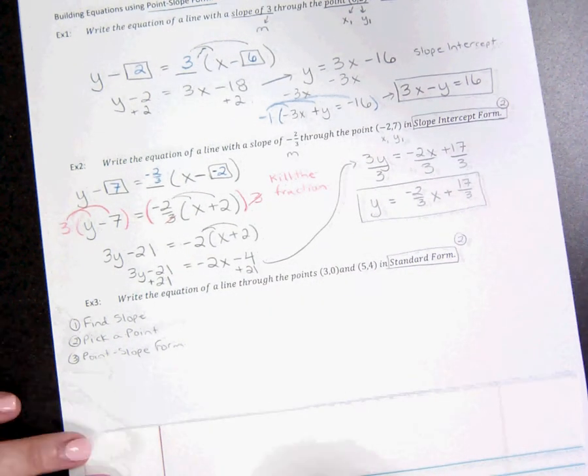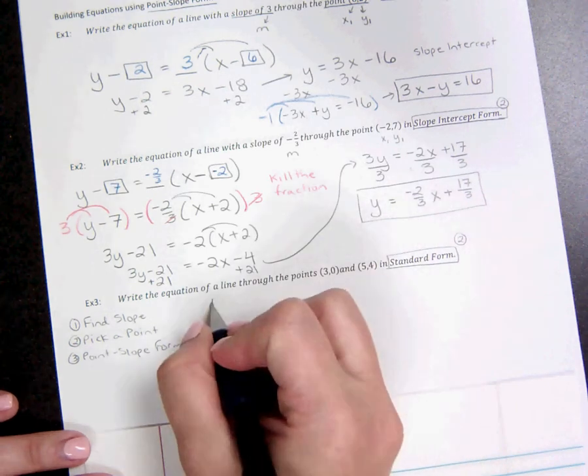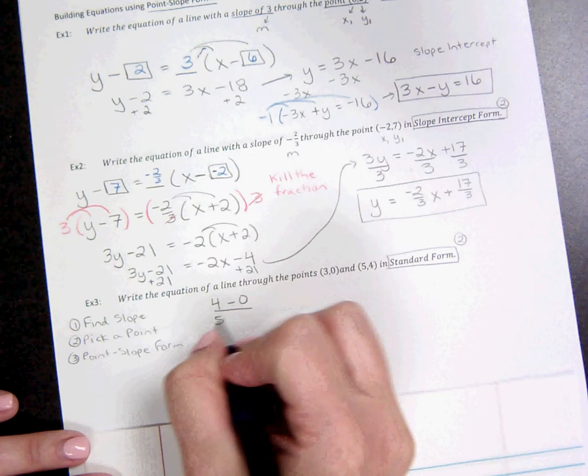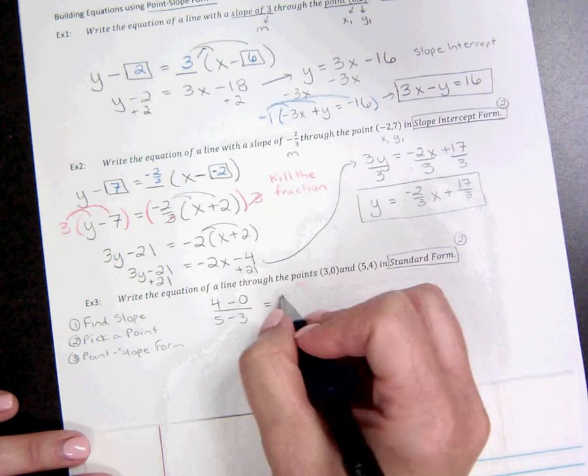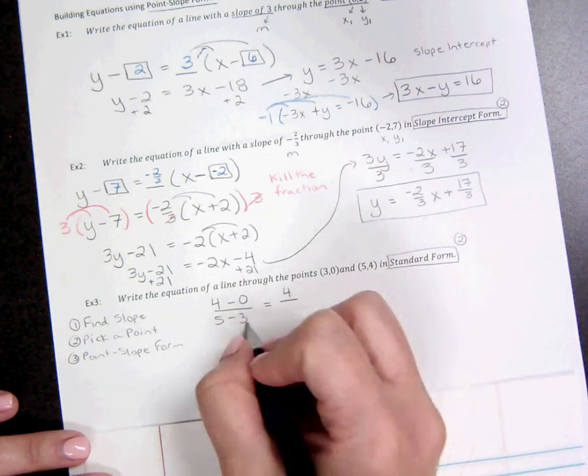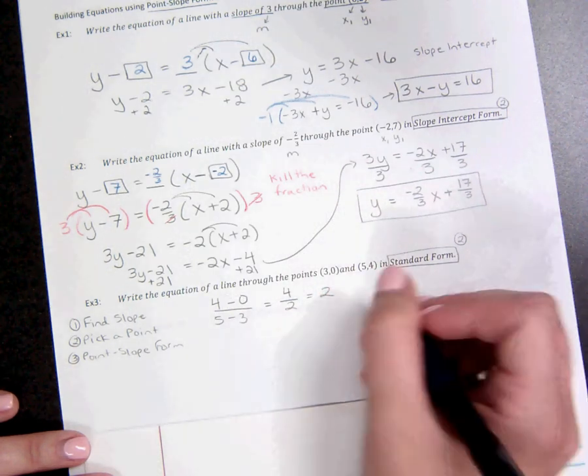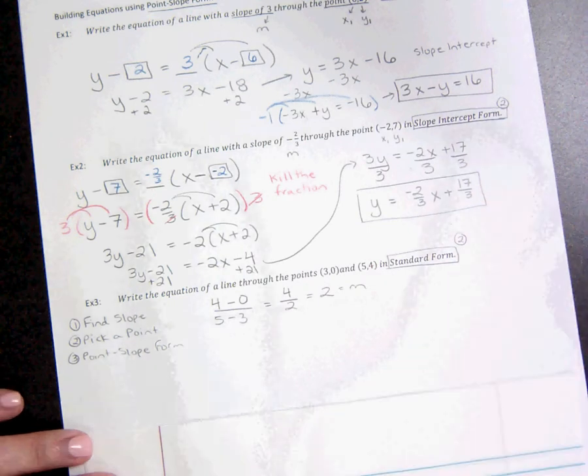Alright, so let's find the slope between these 2 points. We're going to do 4 minus 0 over 5 minus 3. 4 minus 0 is 4. 5 minus 3 is 2. 4 divided by 2 is 2. So a nice clean slope.